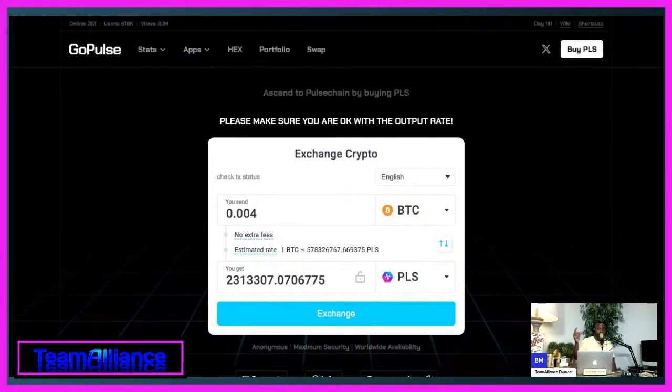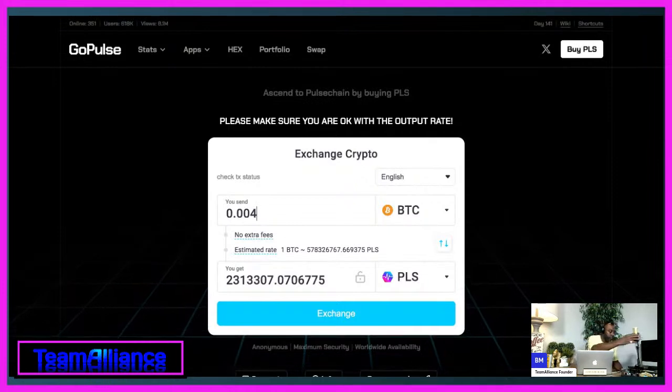I went literally from cash to Pulse in 6 minutes. On my Cash App, I took $110 and bought Bitcoin. Then I immediately took the Bitcoin and sent it to buy some Pulse on this site. And this entire transaction took 6 minutes. Insanity. Yo, hold on a second.